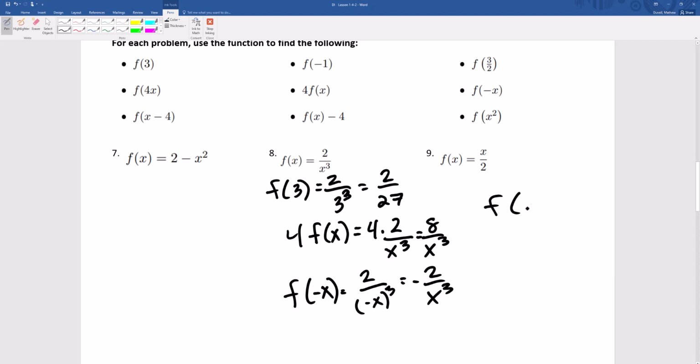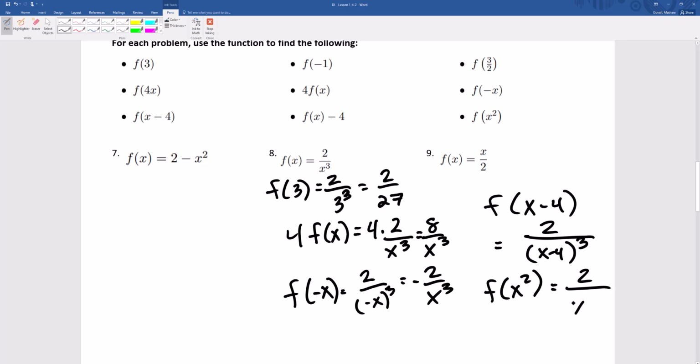F of x minus 4, so 2 over x minus 4. That's fine, we can leave it like that, we don't need to simplify it. I want to plug in x squared, so it'll be 2 over x squared cubed, which is 2 over x to the 6.